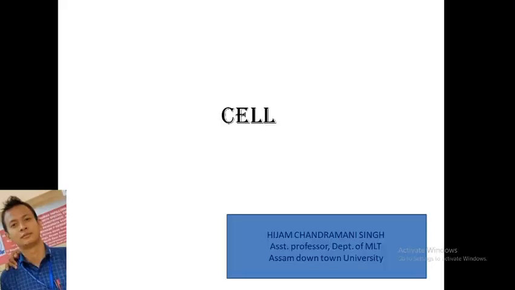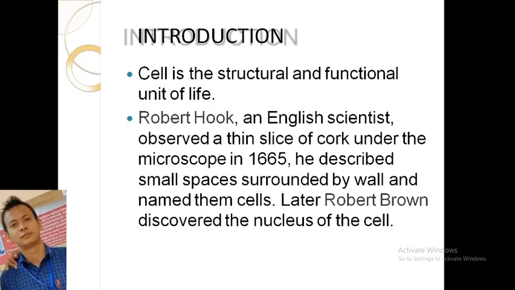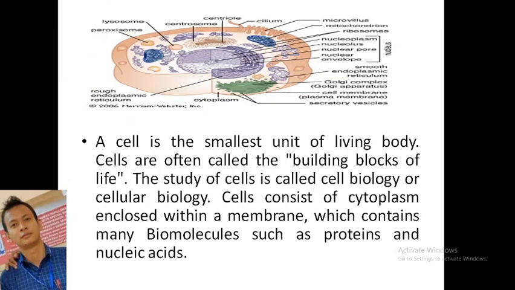Before starting on the cell, we have to know what a cell is. The cell is the structural and functional unit of life. The first discoverer of cells was Robert Hooke, an English scientist who observed a thin slice of cork under the microscope in 1665. He described the small spaces surrounded by walls and named them cells. Later, Robert Brown discovered the nucleus of the cell.